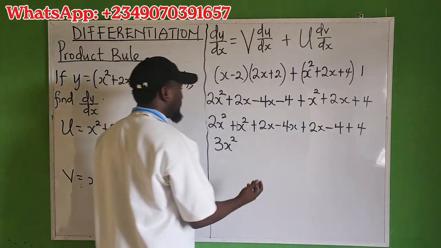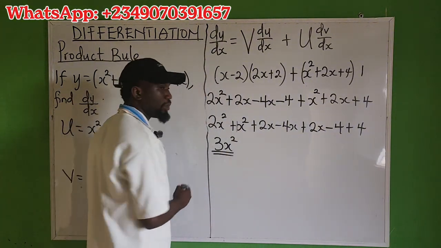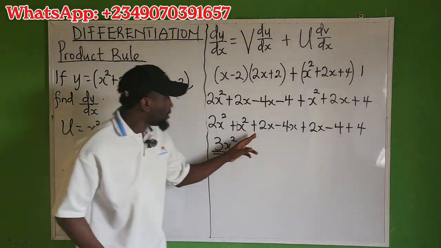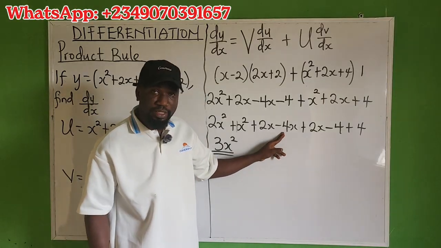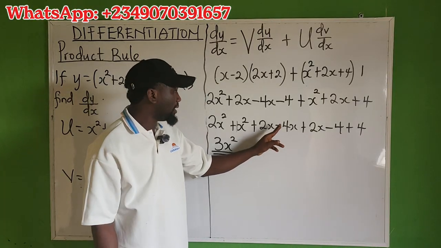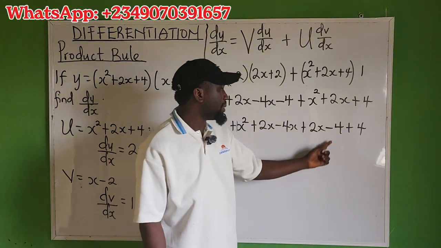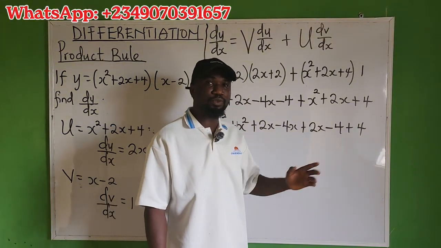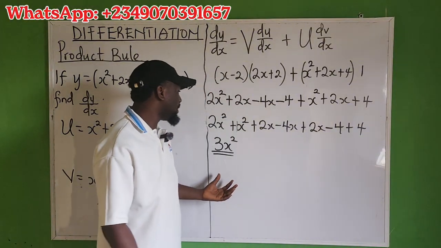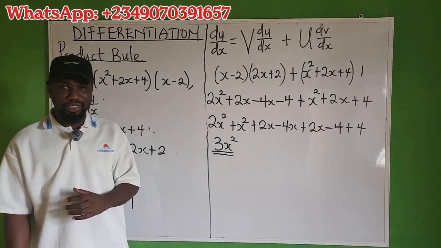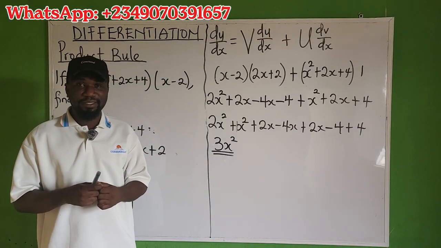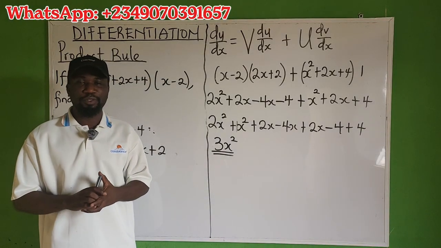All right, so that means the final answer is 3x squared. Like I said, 2x minus 4x is negative 2x, and negative 2x plus 2x is 0. Then here we have negative 4 plus 4, which is also 0. So the final answer is 3x squared. Are we getting it? All right, so let's move to the next question.